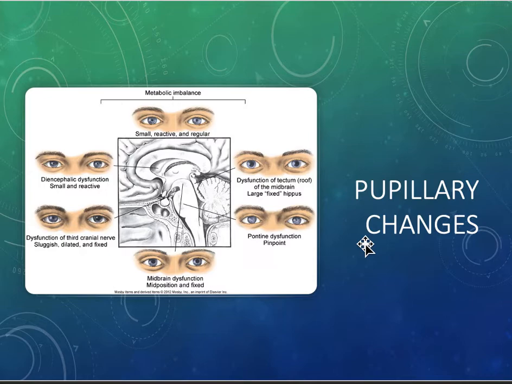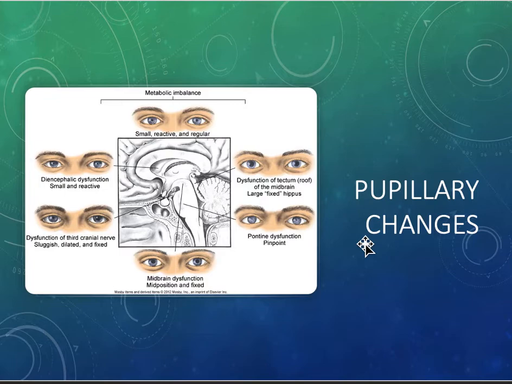You can see small pinpoint pupils with opiates, okay, with opiate intoxication and ODs. Fixed and dilated pupils that aren't moving at all mean brain death.